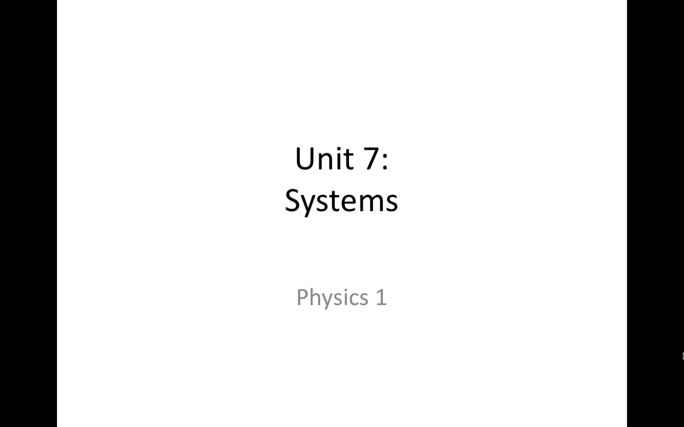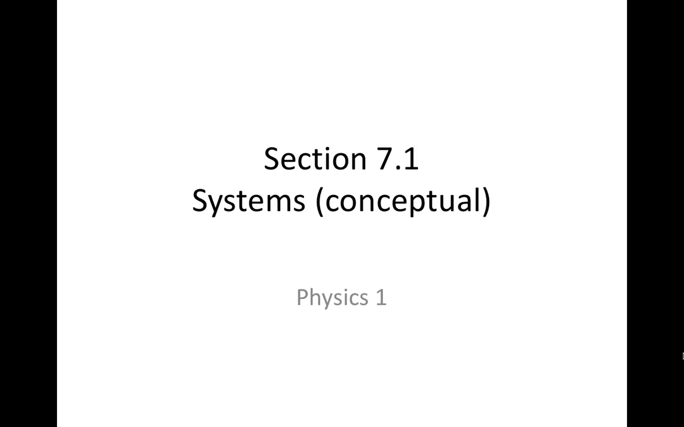In Unit 7, we're going to discuss systems of objects, specifically how forces can change the motion of systems of objects. In Section 7.1, I'm going to cover systems in a conceptual way. Section 7.2 will feature some numerical examples.